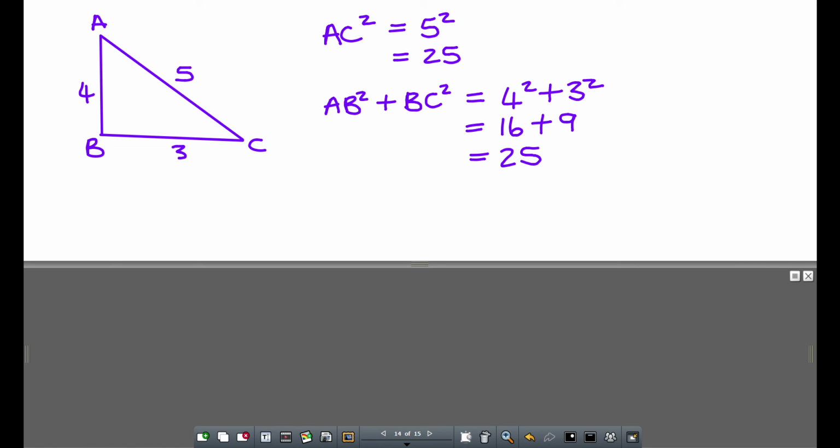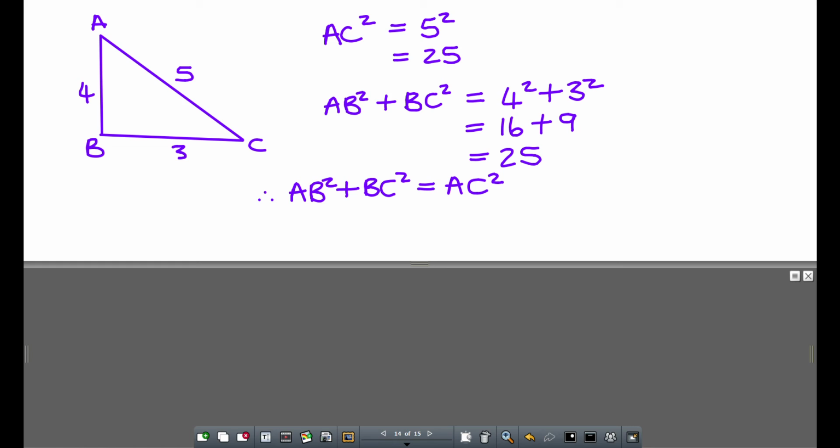Okay. Right. So, what I want you to see is that over here I got 25. And over there, I also got 25. So which means that this will be equal to that. Do you guys agree? Okay. So therefore, AB squared plus BC squared is equal to AC squared.